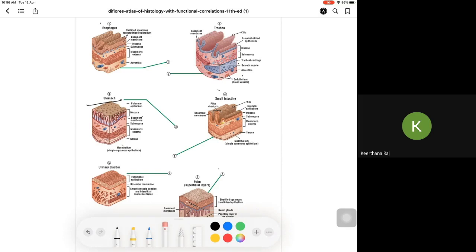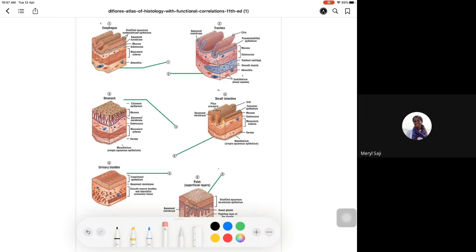Here, what are the portions of mucosa, ma? Remember, I told you the portions of mucosa. What are they? Sir, it's not here, but it will be better seen in the GI tract. So, what are the portions of the mucosa? The lining epithelium, the lamina propria, and the muscularis mucosa. So, there are three portions in the mucosa.